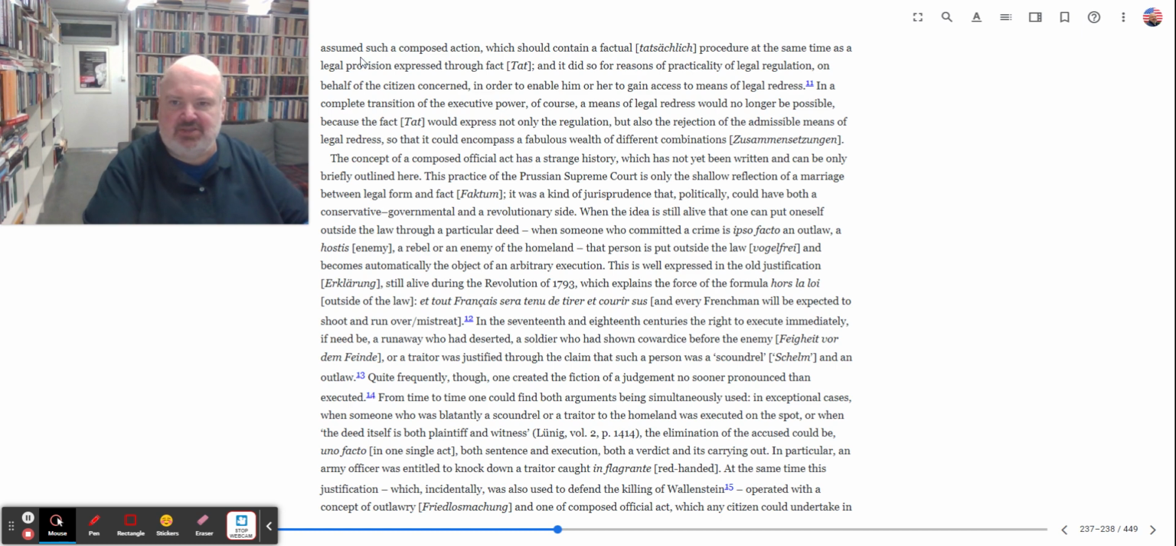The Prussian administration assumed such a composed act, which would contain a factual procedure at the same time as a legal provision expressed through fact, and it did so for reasons of practicality, practicality of legal regulations on behalf of the citizens concerned, in order to establish access to means of legal redress.